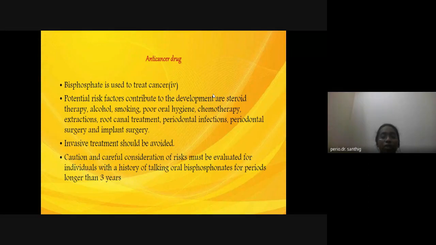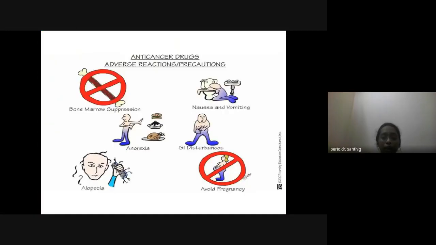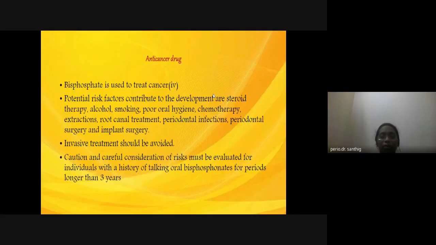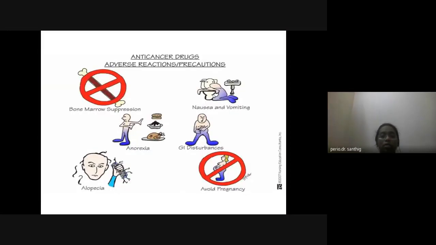So invasive treatment, any invasive treatments you should avoid in those patients, and caution and careful consideration of risks must be evaluated with the history of taking oral bisphosphonates for periods of longer than 3 years. Patients with bisphosphonate drug you should see carefully because the bone will be in a state of necrosis.